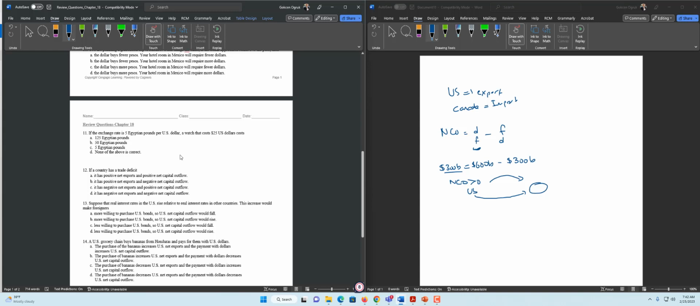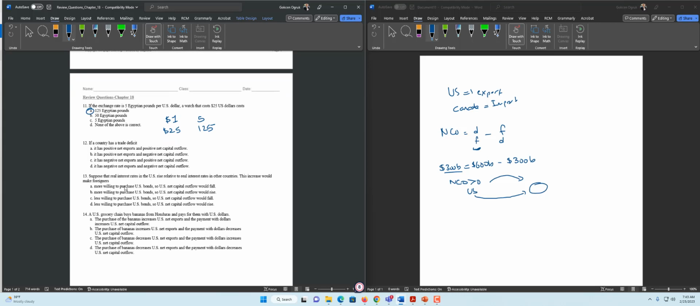If the exchange rate is 5 Egyptian pounds per US dollar, that means for $1, you are getting 5 Egyptian pounds. And for $25, you need to pay 5 times 25, 125 Egyptian pounds. Next question. A country has a trade deficit. So let's understand what that means. That means NX is less than 0.